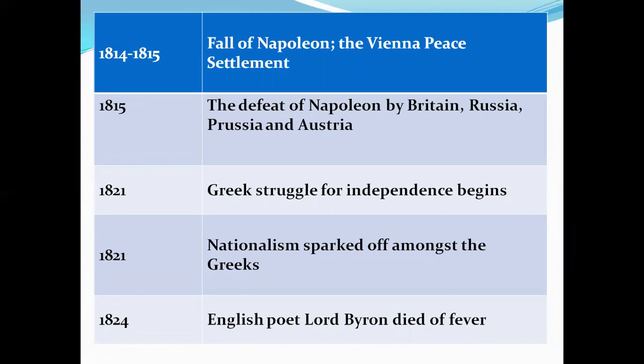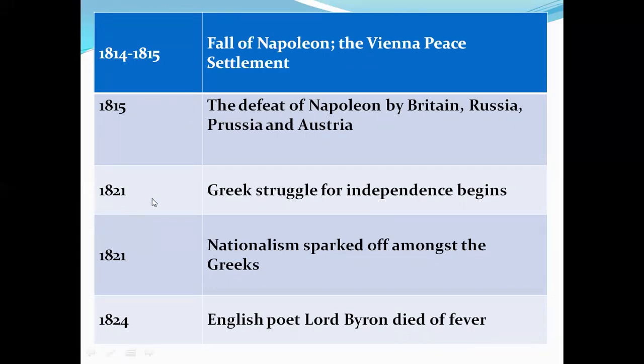Napoleon was defeated by the big powers of Europe, Britain, Russia, Prussia, and Austria. And the Vienna peace settlement took place in this period. In 1815, the defeat of Napoleon by Britain, Russia, Prussia, and Austria.